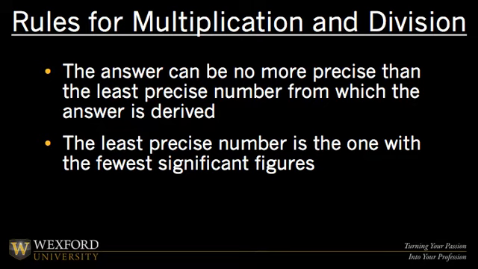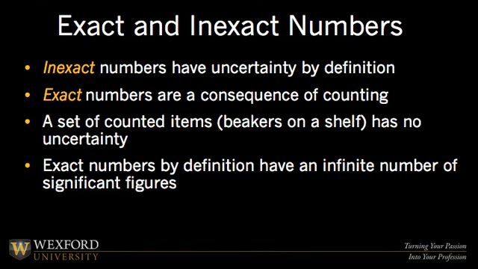Now, if we look at the rules for multiplication and division, the answer can be no more precise than the least precise number from which the answer is derived. And the least precise number is the one with the fewest significant figures. Also, if we look at exact and inexact numbers, we see that inexact numbers have uncertainty by definition, while exact numbers are a consequence of counting. A set of counted items, such as beakers on a shelf, has no uncertainty. The exact numbers, by definition, have an infinite number of significant figures.